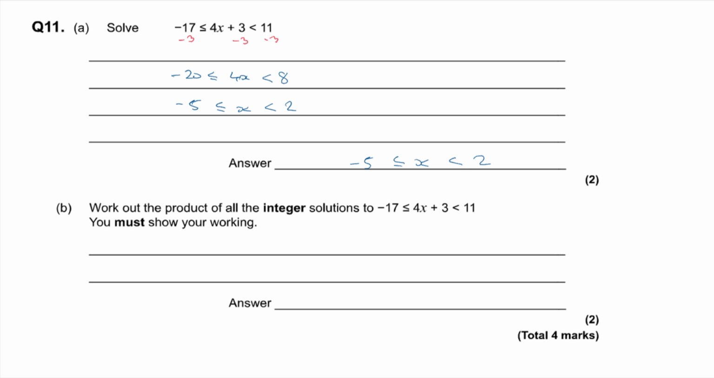So imagine that as a number line again. -5, -4, -3, -2, -1, 0, 1, 2. Put in a filled circle at -5 because it's greater than or equal to -5, and an empty circle at 2. Okay, so what are the values that match? -5, -4, -3, -2, -1, 0, 1.